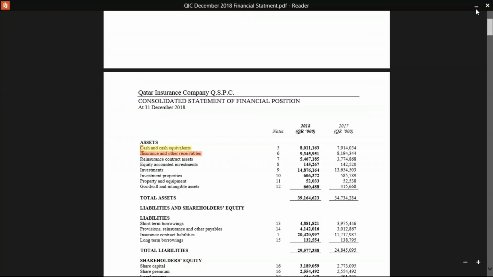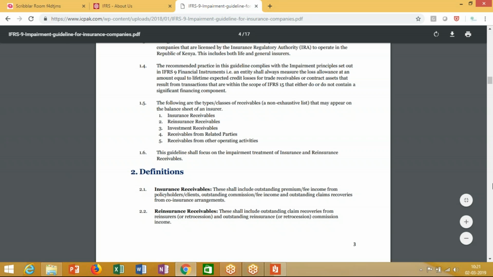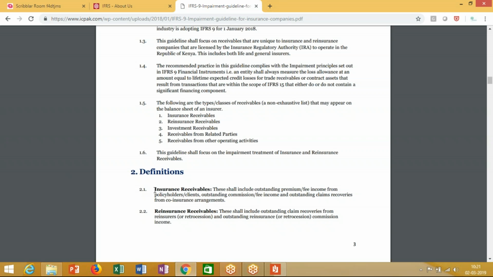So over here, let's have a look into this. First of all, we define the insurance receivables over here. So how do we define the insurance receivables? These shall include outstanding premium, fee income from policyholders, clients, outstanding commission, fee income, and outstanding claims, recoveries from co-insurance arrangements.